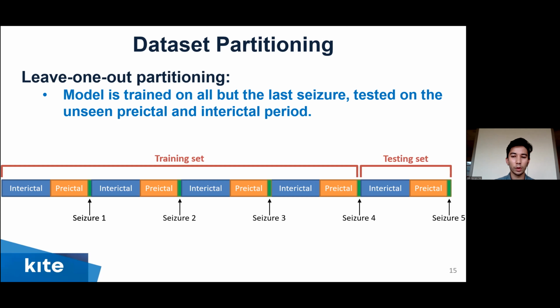So instead, we choose to use something called leave-one-seizure-out partitioning, where the last seizure's preictal and interictal data is used as the test set, and the other seizures in the set would be used as the training set. This is done so that we can test our model's ability to generalize to a completely unseen seizure's data. And then, of course, we would only look at this test set once we've decided on the final model and data parameters.